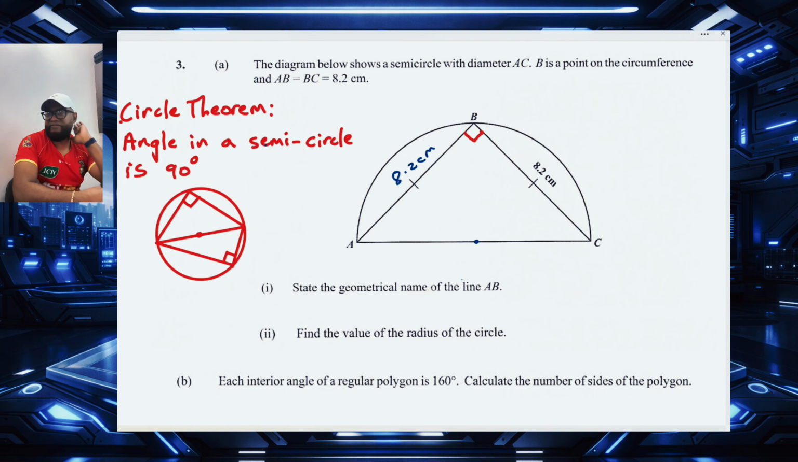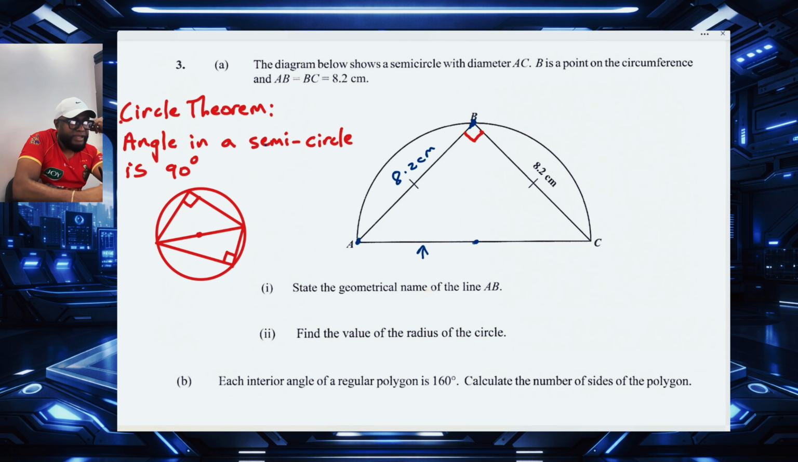Now, state the geometrical name of the line AB. What AB is if that is a circle? Let me see who knew that. What AB would be? Here to here. What that line would be? Is it the diameter? Is it a radius? Radius. No, it's not a radius. Look at radius here. This is a radius here. Is it a chord? It is a chord. Big up yourself, Denicia.